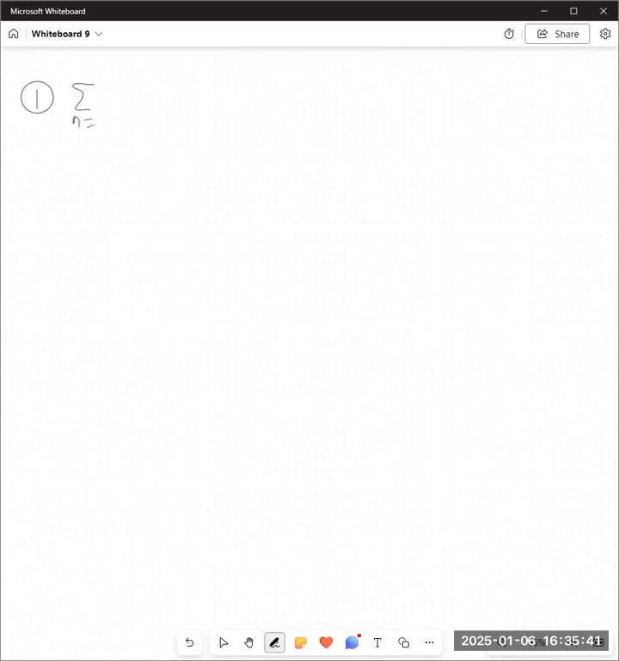Series indexed from n equals 1 to infinity of (-1)^n over n, x^n. So that's an alternating series there. And they want us to find the interval and radius of convergence for the given power series.